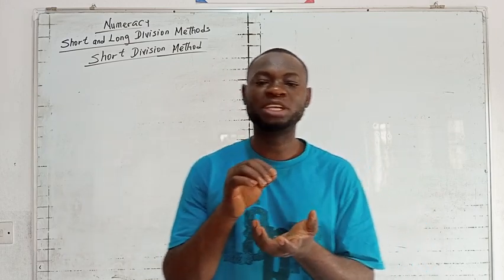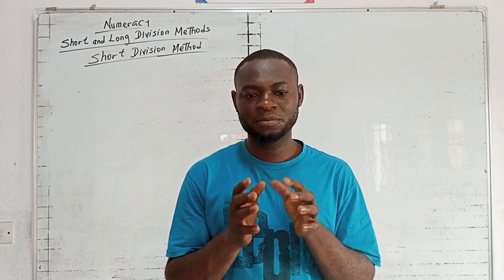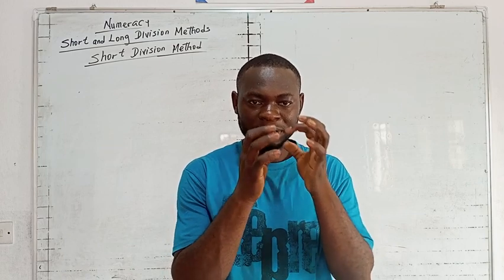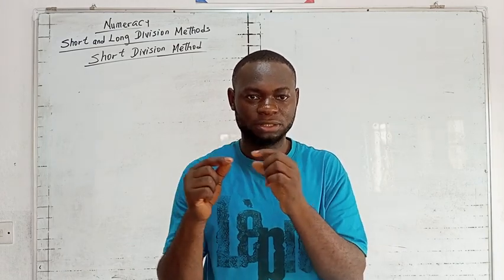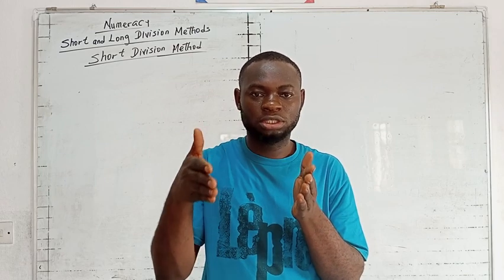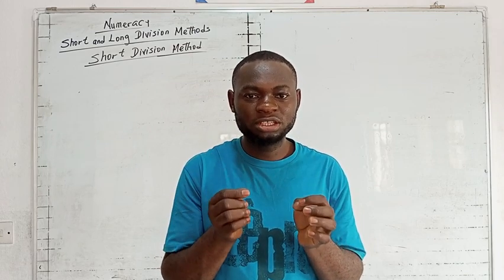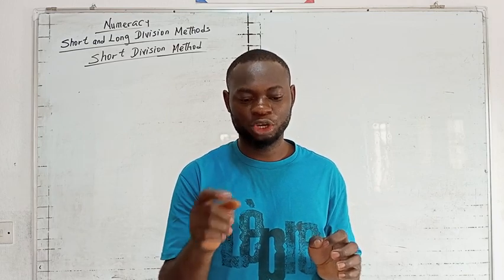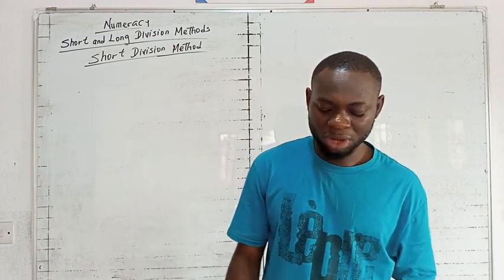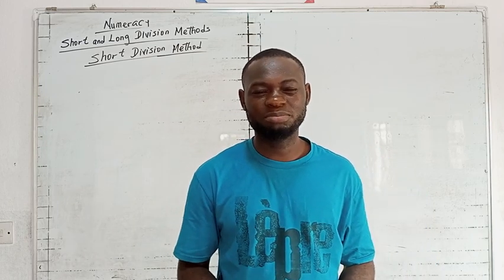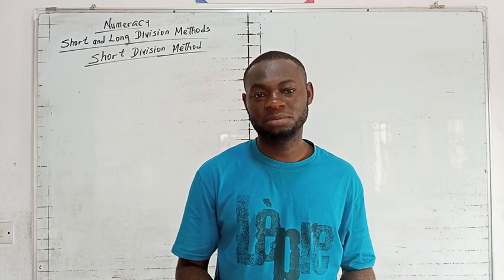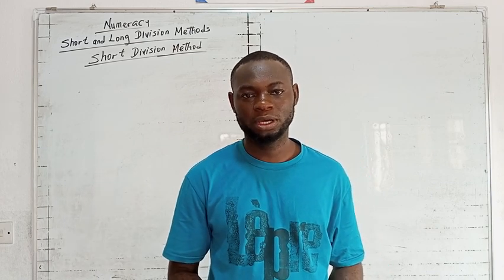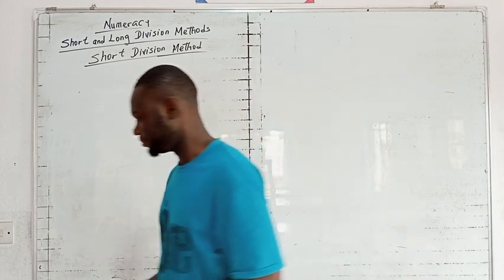Now, short division method is simply a way of dividing numbers bit by bit or digit by digit. We keep on reducing the numbers till we get to a point whereby the dividing number will become 1. Alright? So having said that, let's look at some examples and see that short division method is actually very simple and friendly. Okay? So let's solve some examples.